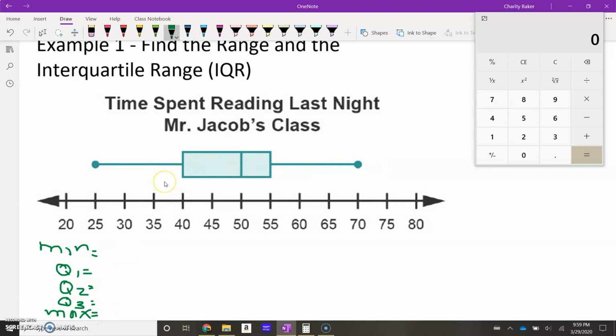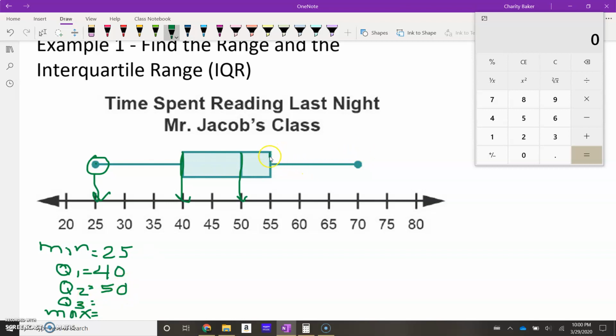Okay, so first number, minimum. Boom, right there. That's your minimum, right? This is your minimum, and its number is 25. Q1, that's just the side of the box here. And so that is what? 40. Q2, that's your median. That's the middle of the box. Wherever that happens to be, that middle line is at 50.